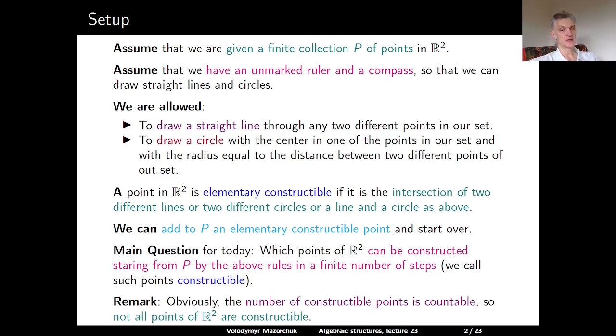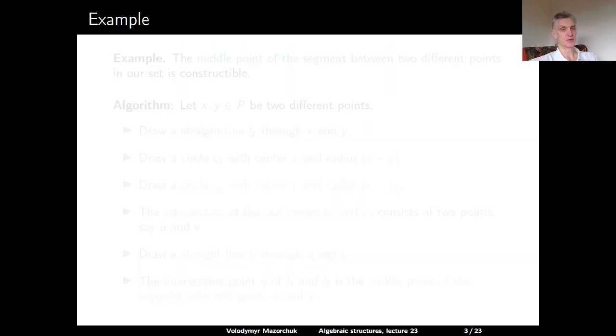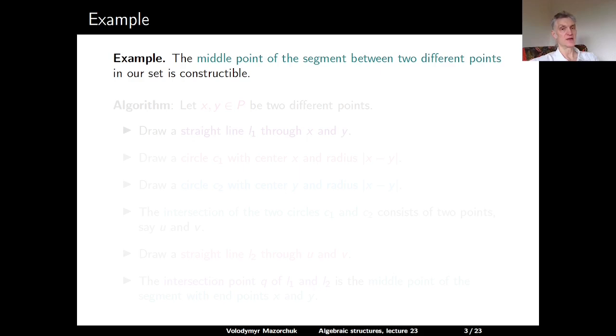It is obvious that the number of constructible points is countable, so it is clear that not all points in R² are constructible. Here is an example. If we have 2 points, then we can construct the middle point of the segment between these 2 points. Here is the explicit algorithm.